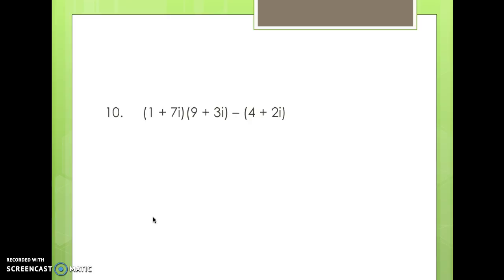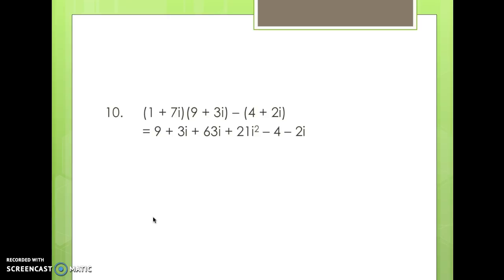Now, here is number 10. A little bit more work to it, but we can do it. So we have 1 plus 7i times 9 plus 3i minus 4 plus 2i. So we have both multiplication and subtraction going on here.